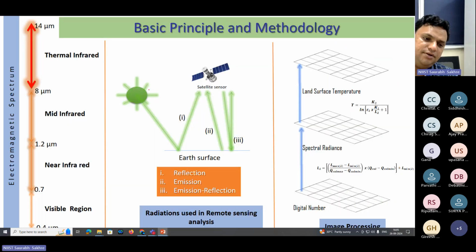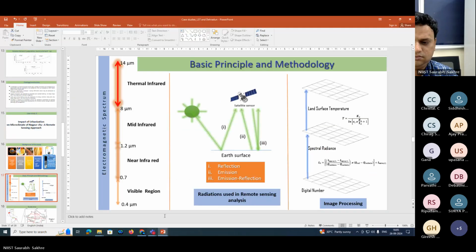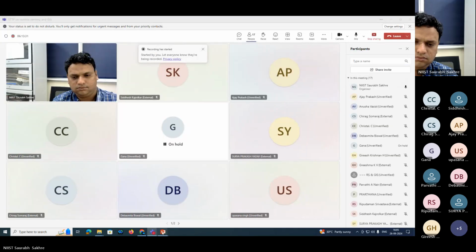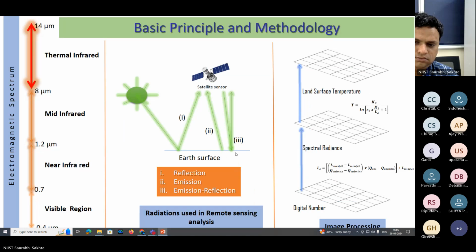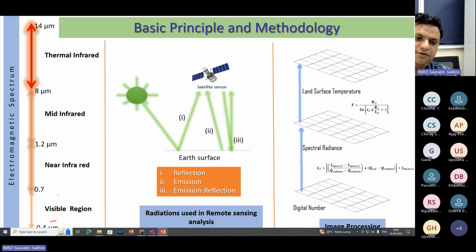Now, I told you earlier that we'll be using between 0.4 micrometer to 0.7 micrometer visible region, and up to near infrared also we can use. But in this case, we will be using the thermal infrared band, which is from 8 micrometer to 14 micrometer. And I hope you are very crystal clear on these terms like reflection, absorption and emission. I have explained all these things very deeply.